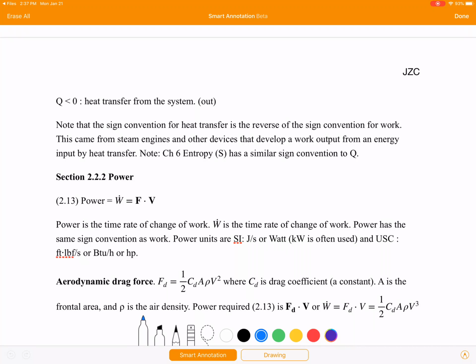Anyway, the other thing to note here is that later on we'll see in chapter 6 that entropy has a similar sign convention to heat transfer. So energy transferred by work and energy transferred by heat have opposite sign conventions, and entropy is the same as heat transfer.